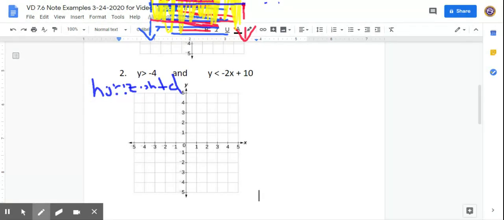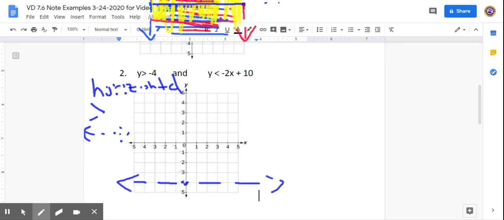Let's try this one. So horizontal. So we're going to go to where y is -4. That's right here. Okay, there we go. y is -4. Then that's a horizontal line. But before I draw it, I have to go up and look. It's greater than, so that means my line is going to be dashed. So you're going to dash that line.